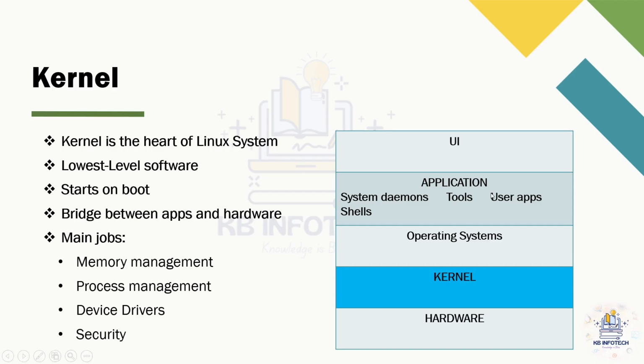The kernel is the lowest level software in a Linux system and has complete control of the system. It is the heart of the Linux system. It starts as soon as the computer boots and remains in your computer's memory while the system is running. It also acts as a bridge between your apps and your machine hardware, enabling the two to communicate effectively using system calls. The kernel has 4 key jobs: memory management, process management, managing device drivers for proper hardware support, and assuring the system remains secure.